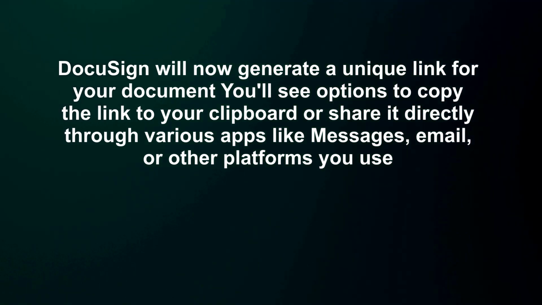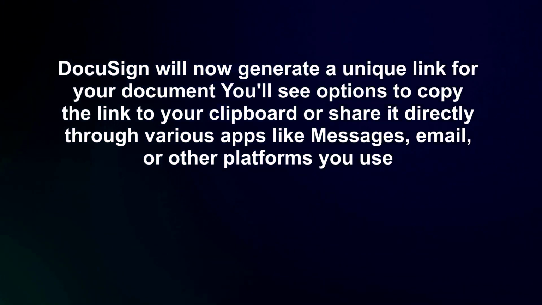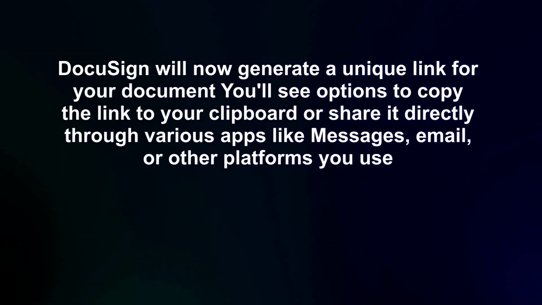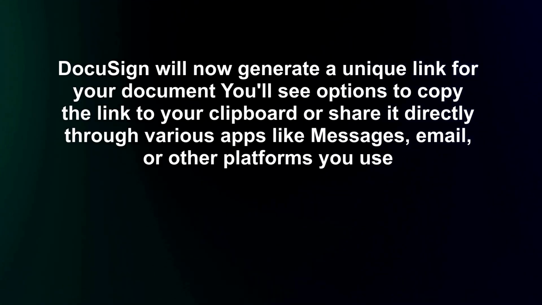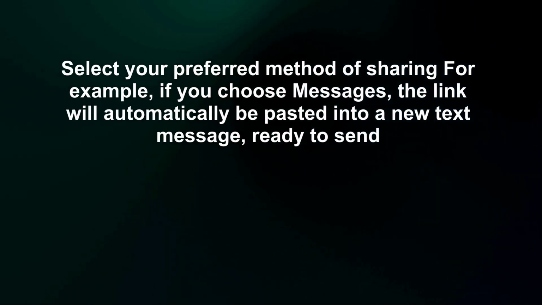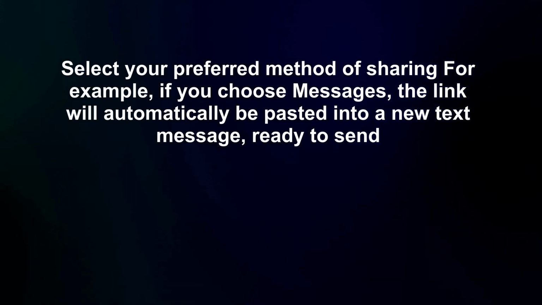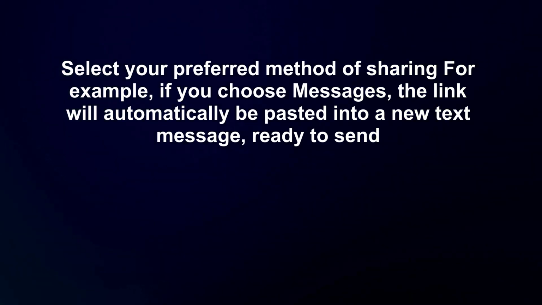DocuSign will now generate a unique link for your document. You'll see options to copy the link to your clipboard or share it directly through various apps like Messages, email, or other platforms you use. Select your preferred method of sharing. For example, if you choose Messages, the link will automatically be pasted into a new text message, ready to send.